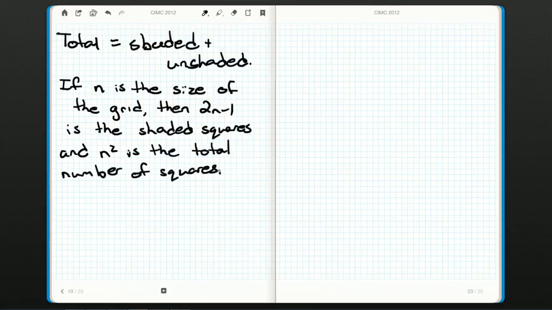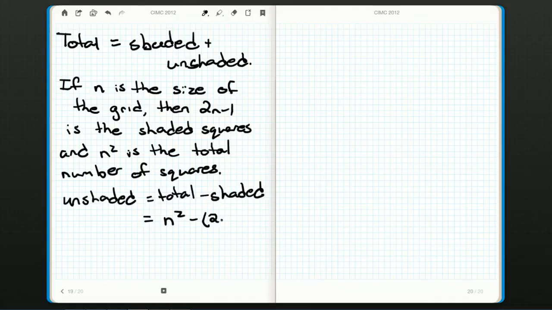So we know the total, we know the shaded, just in terms of the size of our grid, but none of that's useful because we only know the unshaded. But if we rearrange, the number of unshaded squares is the total number of squares minus the shaded squares. Well, we have formulas for this side. n squared minus 2n minus 1, which, of course, is n squared minus 2n plus 1. So now we have a formula in terms of the size of our grid for the number of unshaded squares. And we were given that.